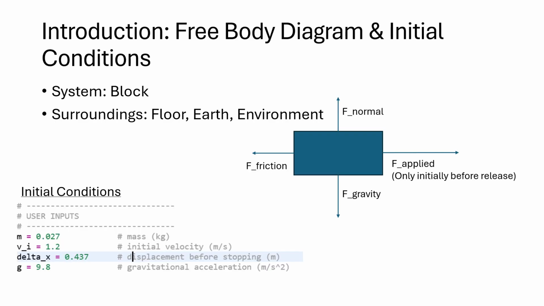For the free body diagram and initial conditions, the system is the block and the surroundings are the floor, earth, and all the environment around the block. The forces acting upon it, F normal and F gravity, cancel out. Force of friction is constantly acting on the block in the negative x-axis direction, and the force applied is only initially applied before release in the positive x-axis. And then the initial conditions were that the mass is 0.027 kilograms, initial velocity is 1.2 meters per second, the change in x is 0.437 meters, and g is the constant of gravity.